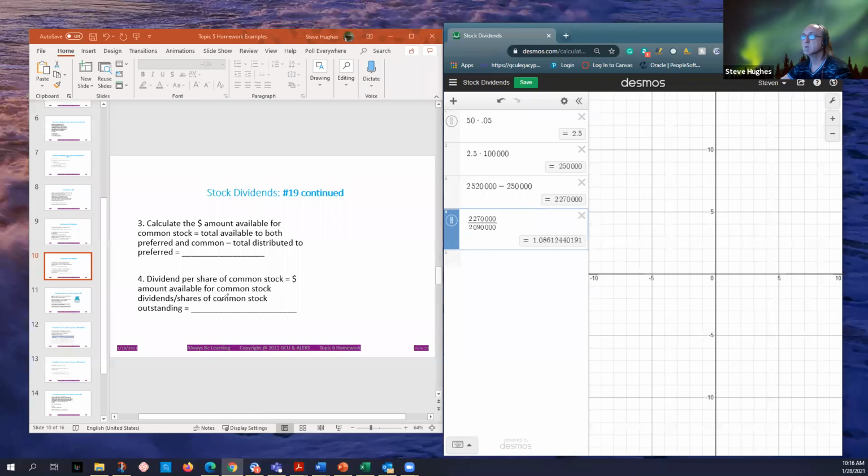Okay. This is $1.09. The total amount available here was 2,270,000. That's the amount that's available to the common stockholders because the preferred stock got theirs first. They had a 5% return. All right, so that is that, everybody. We have just completed question number 19. All right, very good. Let's make sure we save this.